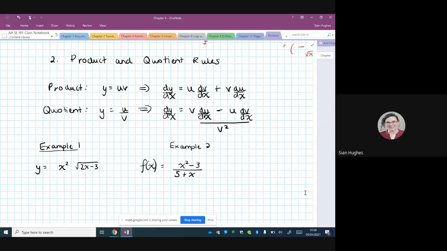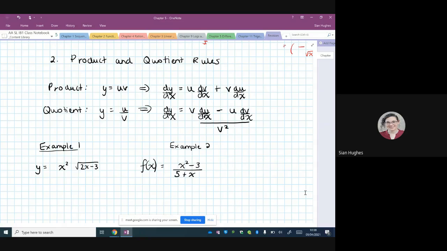So the product rule is for when we want to differentiate two things that are being multiplied together. So that would be my example 1 here, where I've got x squared multiplied by root 2x minus 3. That's what product means in maths. It means multiply. And the rule, product rule, it's in the formula booklet for the IB. So you don't need to memorize this formula, but you do need to be able to find it in the formula booklet and look it up.